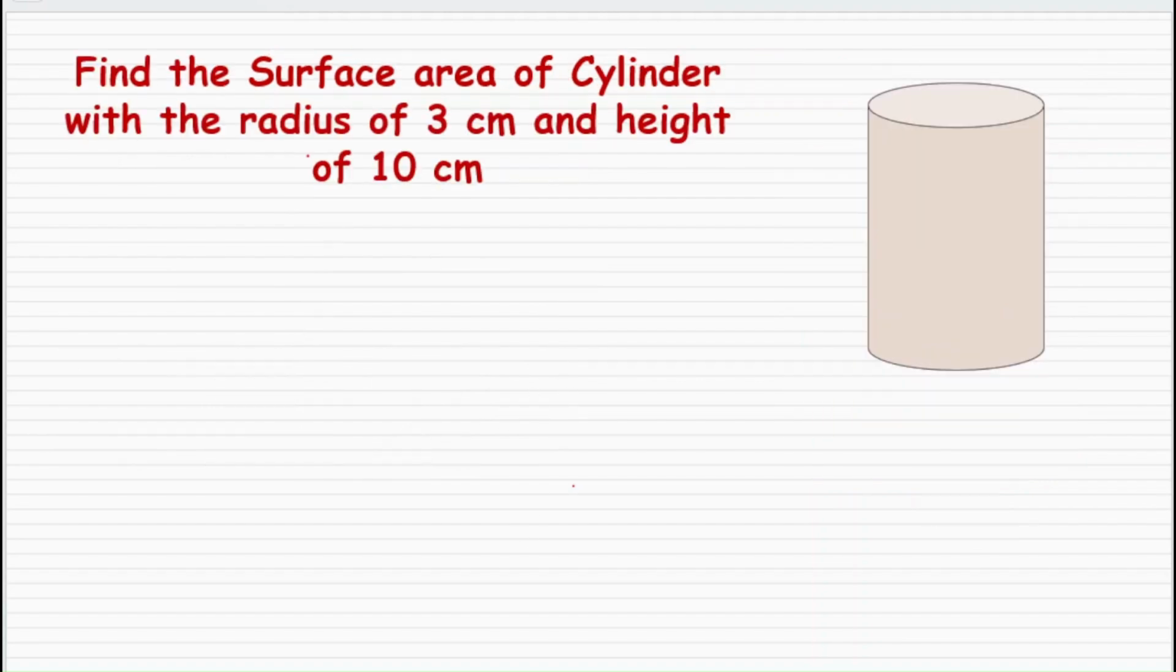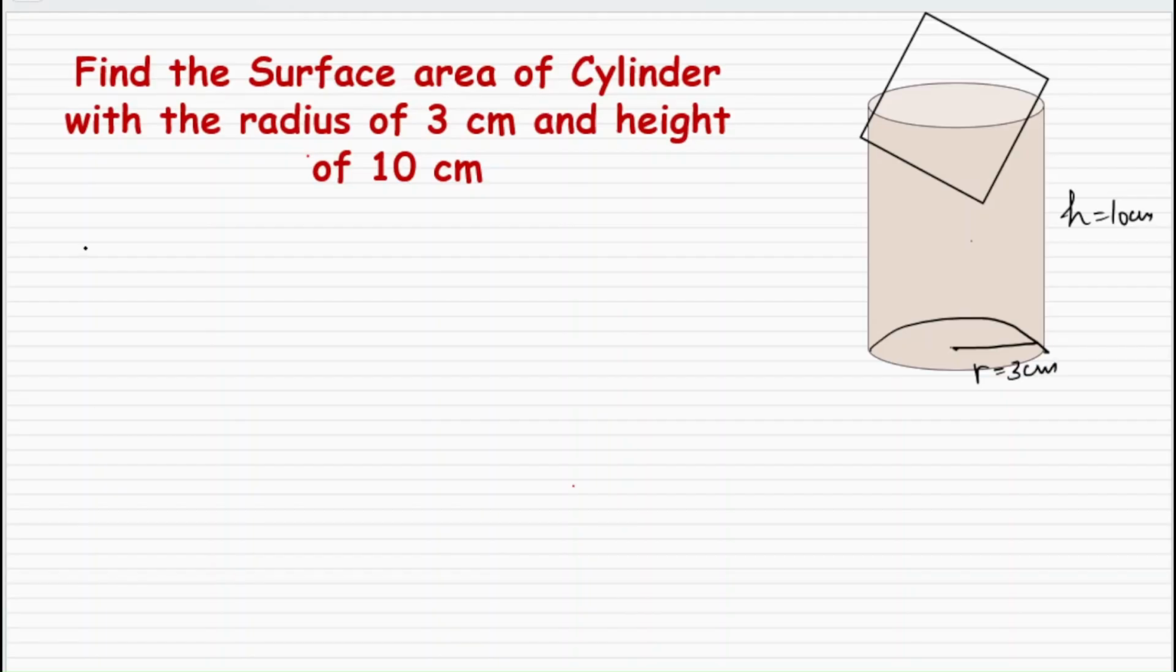So let's do some examples. Find the surface area of the cylinder with a radius of 3 centimeter and height of 10 centimeter. Always show this: the height is 10 centimeter, and on the circular base, the radius is given as 3 centimeter. Now what is the surface area? I will do it by this formula, and the next question I will do it by the other formula so that you know how to do it.